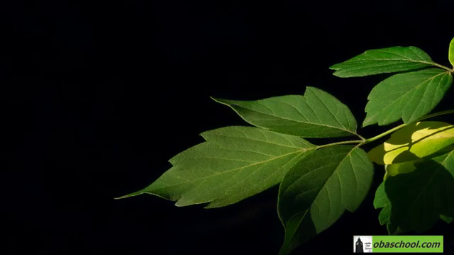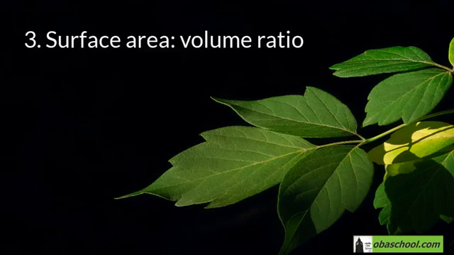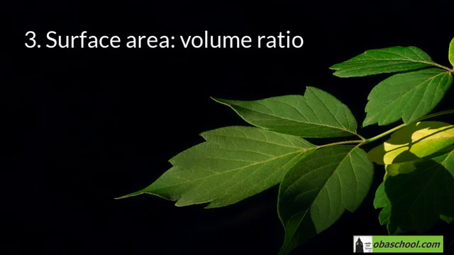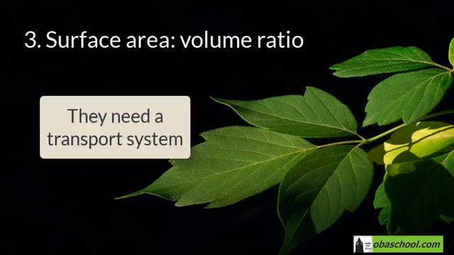The third reason why plants need a transport system is the surface area volume ratio. This means that they cannot rely on diffusion alone to supply their cells with everything they need. So they require a transport system.